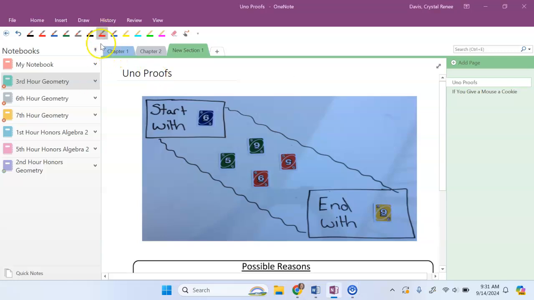All right, guys, so this is the second activity we're doing today, and it's the Uno Proofs activity. Hopefully we've all played Uno, and this goes right along with that. I know this is going to seem like it has nothing to do with math, but when we start proofs, it most definitely will.